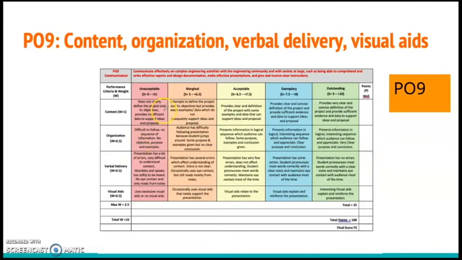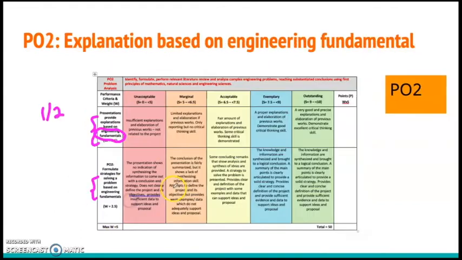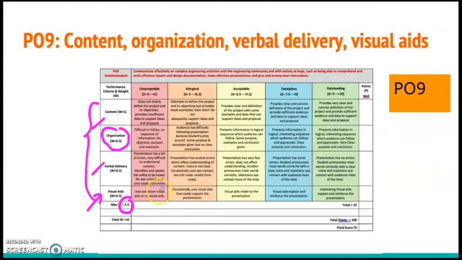Okay, the last PO that will be evaluated from your video is your verbal skills, and how you prepare your slides. So this is the visual aids. The content of the slide, is it a lot of text or a lot of figures, or how you're going to explain slide by slide? Is there any continuation? That is what we call organization. So PO9 is 2.5, PO2 is 5 weightage, and PO1 is 2.5. The total weightage is 10%, and this will bring to 30% of your total marks.